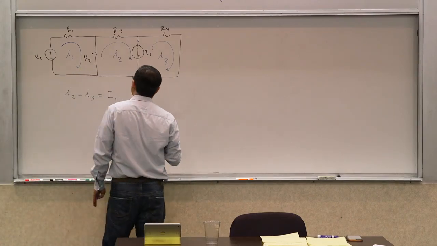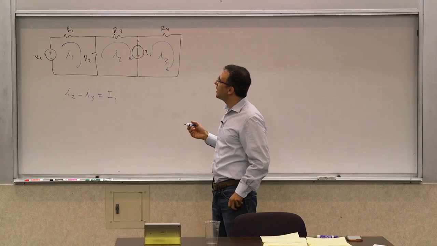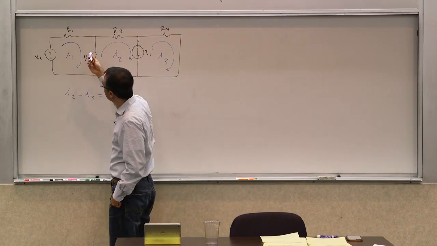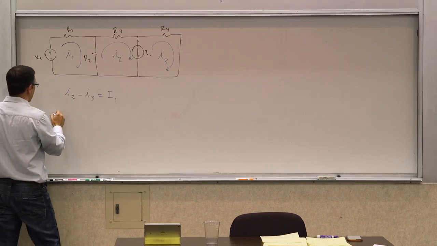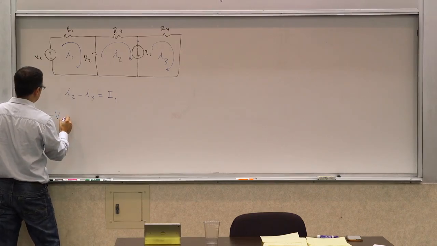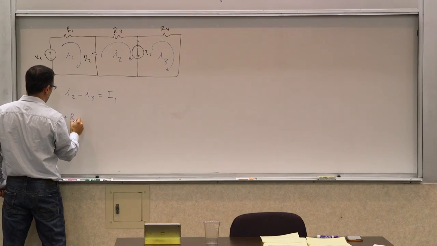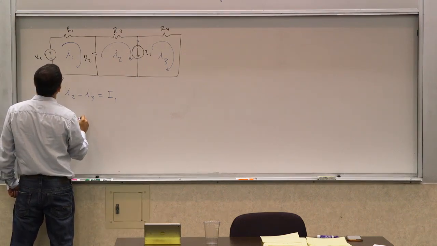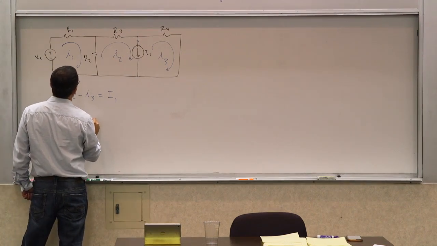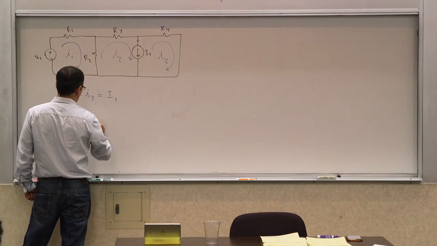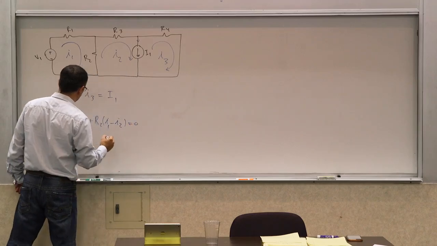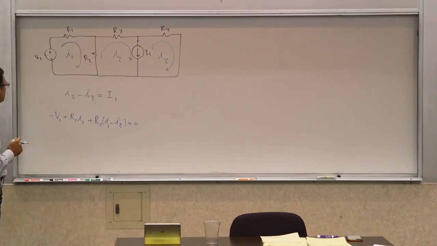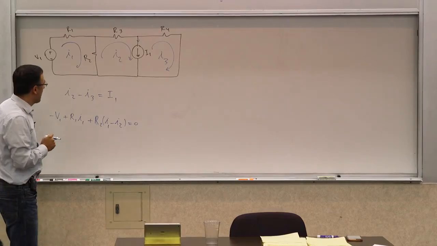So now I have to write the rest of the equations. But if I try to do it for just meshes, for mesh 1, it's fine. For mesh 1, what is the equation? I would say it's going to be negative V1 plus R1 I1 plus R2 (I1 minus I2) equals 0. So that's for mesh 1. Fair enough?